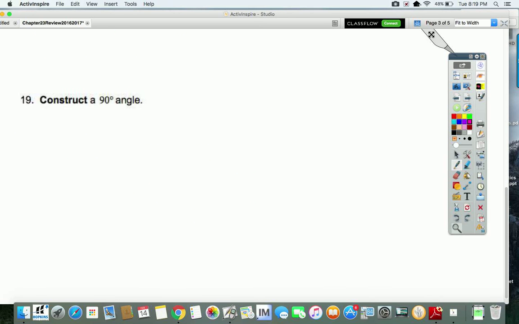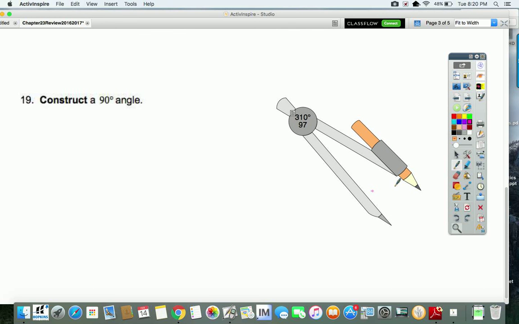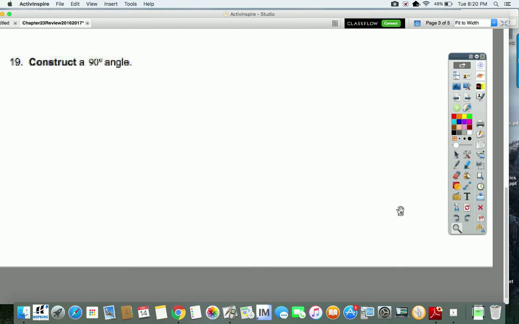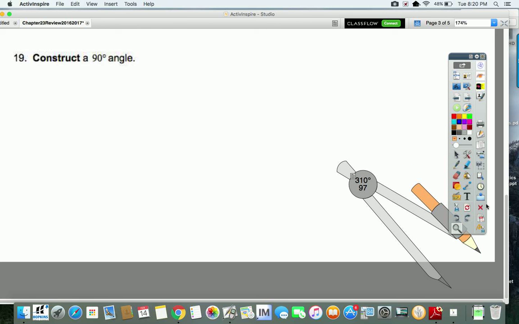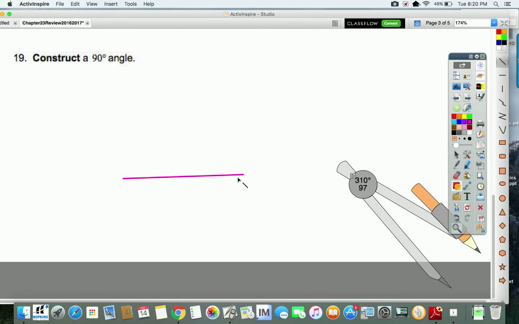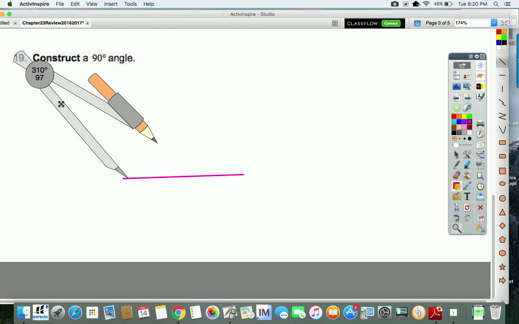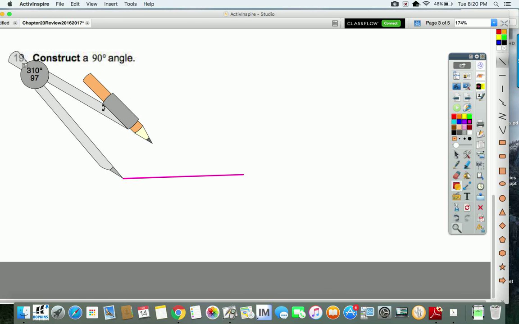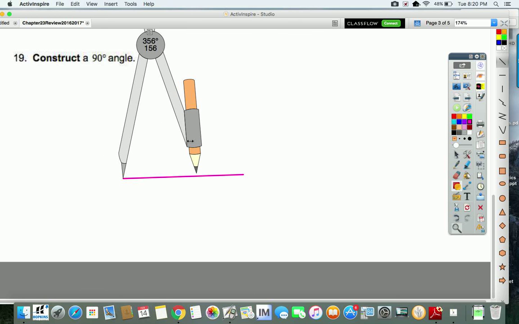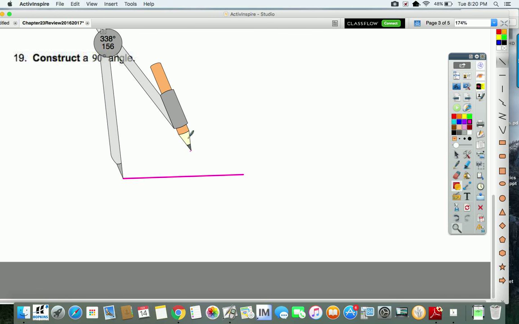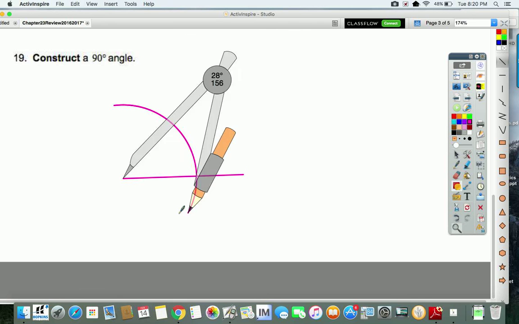Okay, next one. Construct a 90-degree angle. Let's think about how we can construct a 90-degree angle. One of the easiest ways to do that would be to just start with a line, or a line segment for that matter. So I'll just take a line, not too long, maybe about like that. Now I'm going to take my compass and do the perpendicular bisector of this.